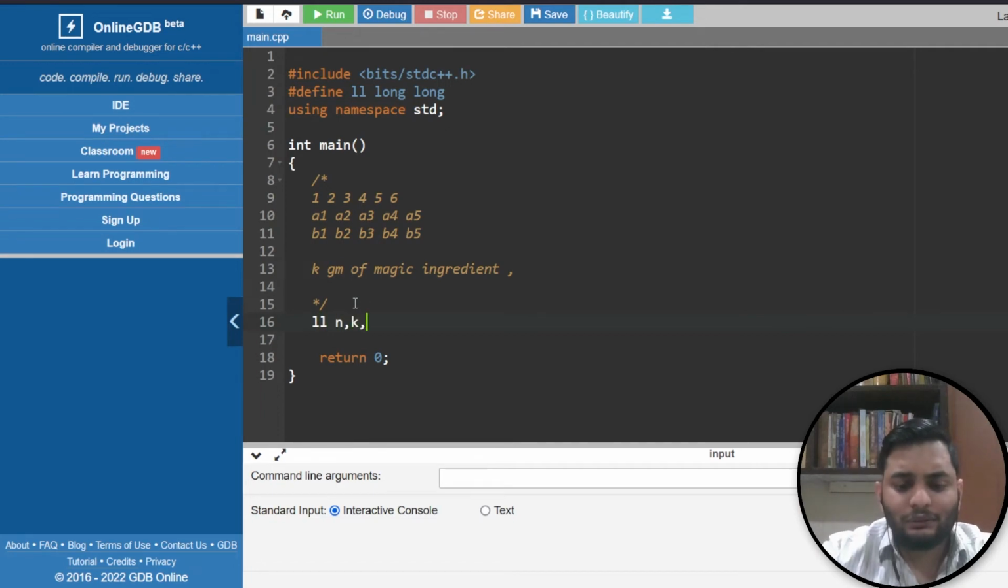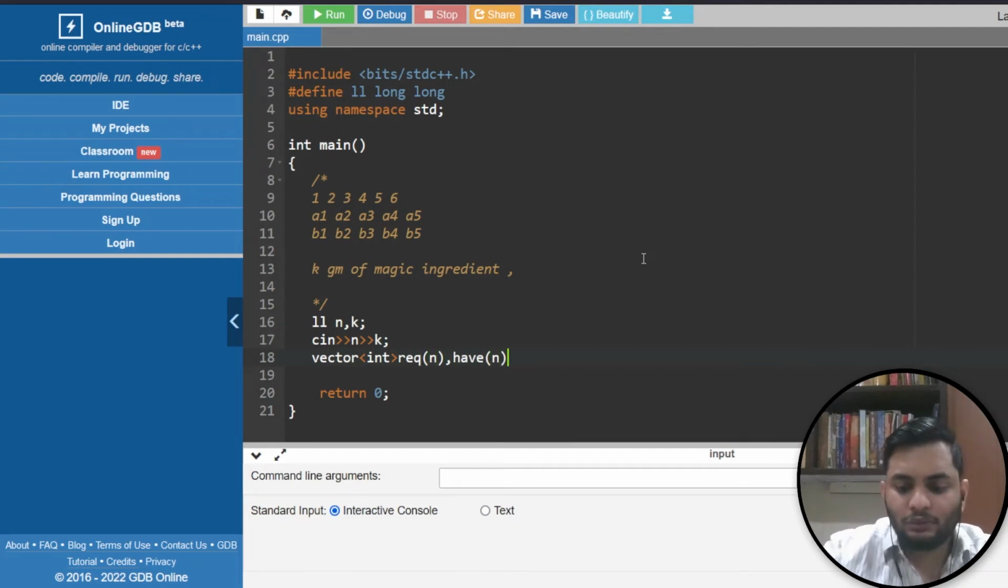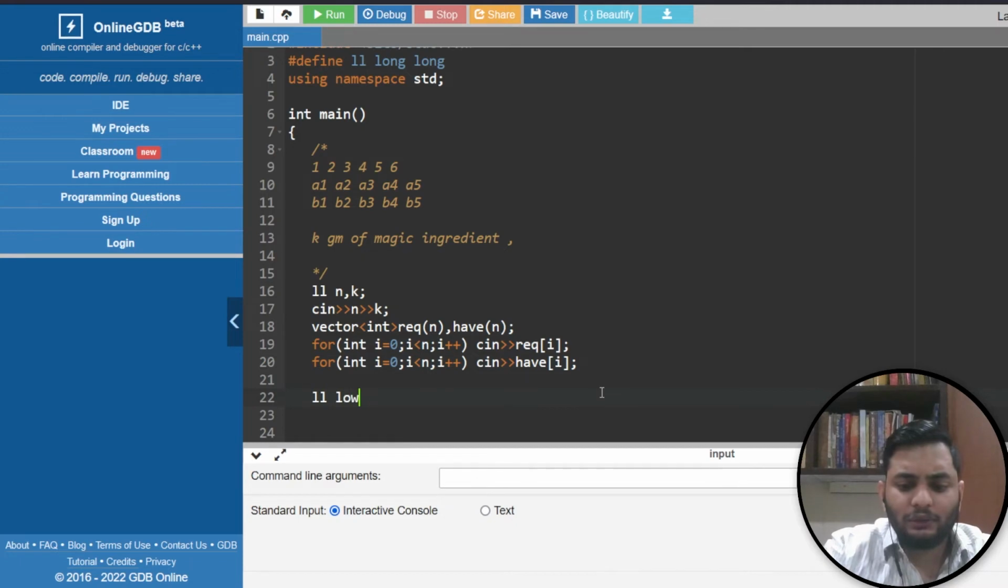So first of all, I need n, k, right? Let's just take input of n and k. Okay. After that, what I need is 2 vectors of requirement and have, right? So for i equal to 0, first I have given the requirement, right? And after that I have given the amount that we have, right guys? So same for have, makes sense. Now I need my low and high pointer, right? So low would be 0 and high, as we discussed, would be 1001, right?